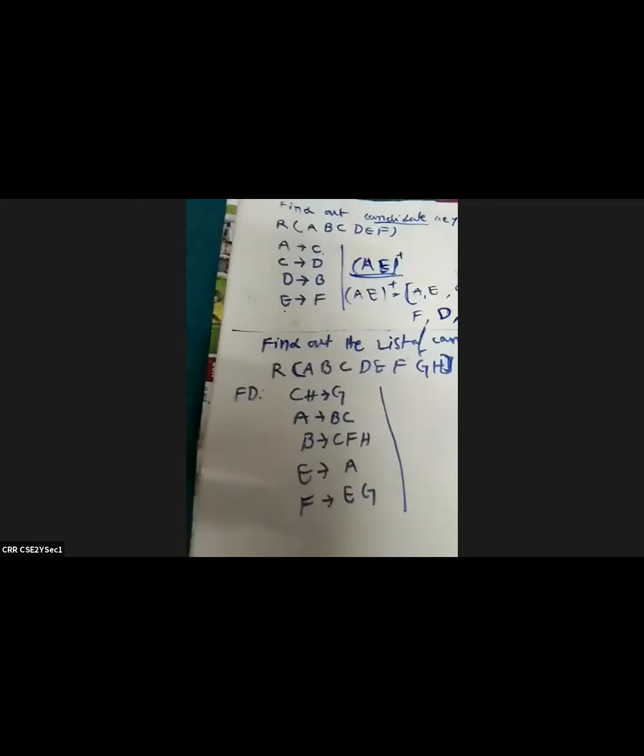First of all, try to find out which attributes are not mentioned on the right side. Then by using those keys, check whether we are able to find out the remaining attributes or not. If you are able to find out all attributes, that will be treated as the candidate key.